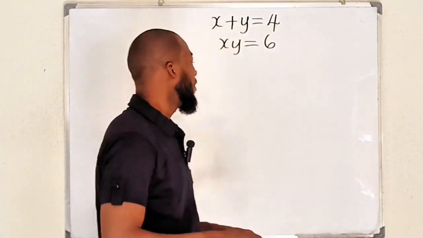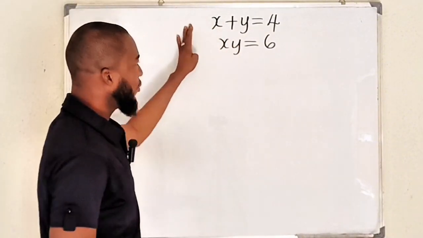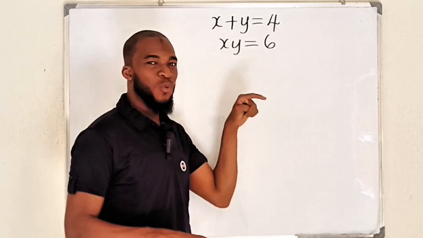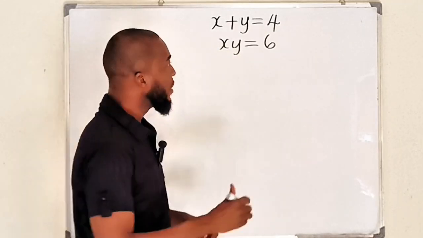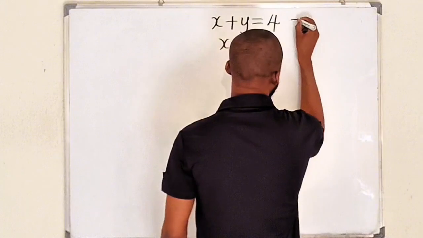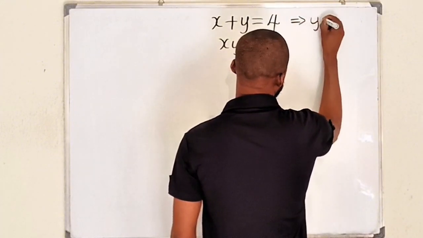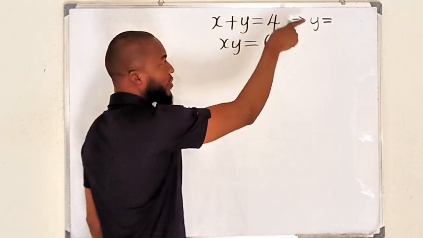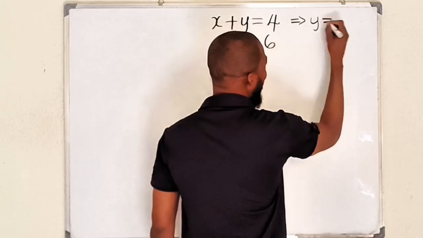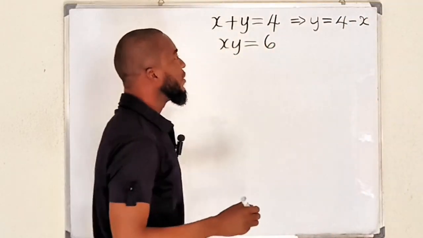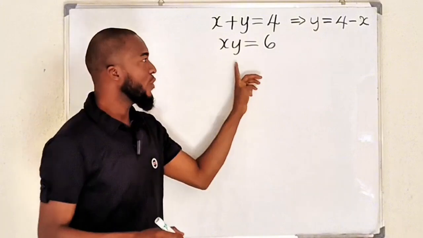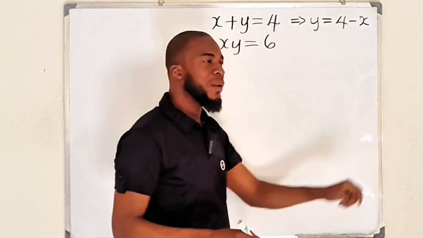Let's get started. From the first equation, I would like to make either x or y the subject, then plug the result into the second equation. So if we decide to make y the subject, you have to take x to the other side. Already we have 4, right? As x crosses over, it becomes negative x. So instead of y in the second equation, we are going to replace it with 4 minus x.